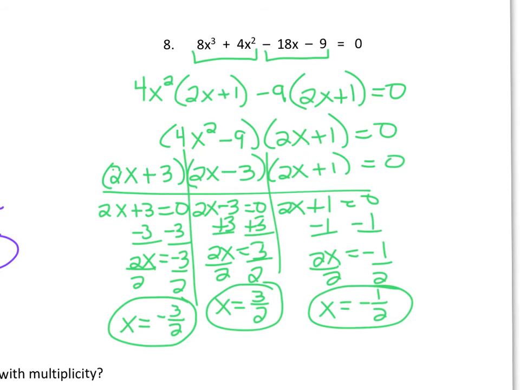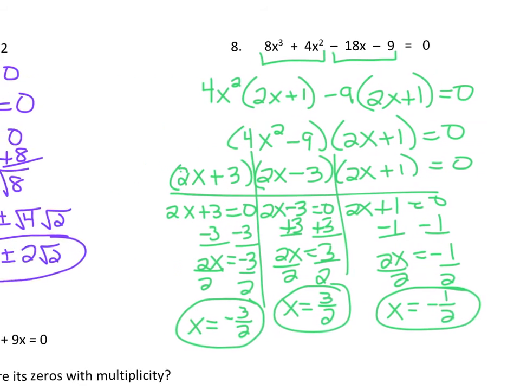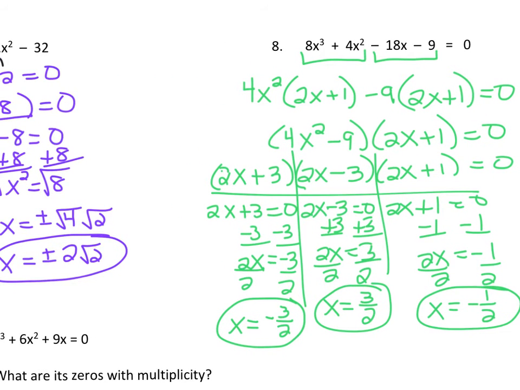Now, I just want to go back for a minute and show you that if we did not factor this further, if I had taken the 4x squared minus 9 and set that equal to 0, I could solve that and I would still get these two answers. I'll show you why. So I'm going to add 9 to both sides of the equation.